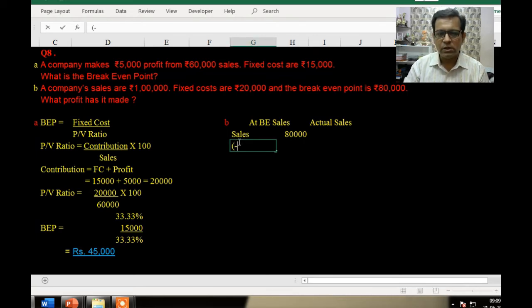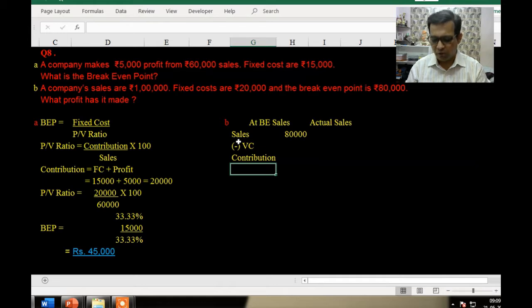From this, we need to deduct our variable cost. We don't know that information. That's okay. Let's leave it for the moment. Now what we get is contribution. Obviously, we will not know what the contribution is. We don't need to worry. But we know the fixed cost is given to us in the question as 20,000. Profit will be zero at this point.